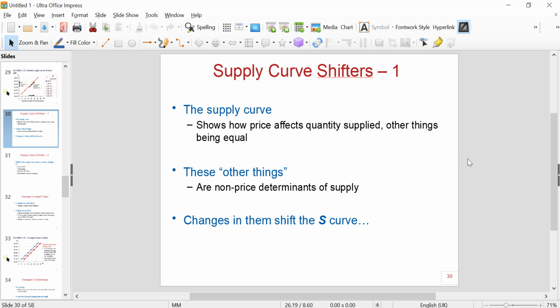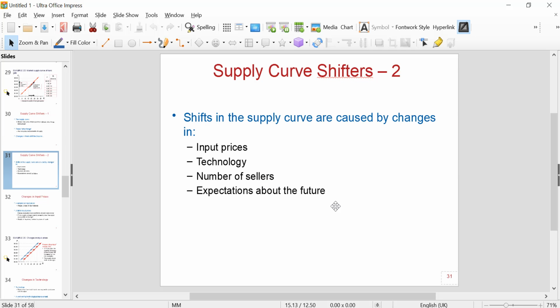Just like in the demand case, there are supply shifters. These factors are usually other things, non-price factors. Remember, price changes induce a movement along the supply curve, but when non-price factors change, the supply curve shifts inwards or outwards, the left shift or the right shift. We will look at an example in a minute. These other things are usually non-price determinants.